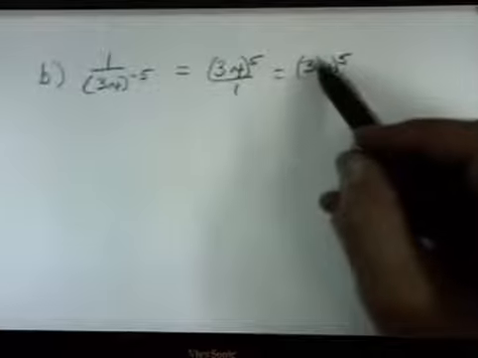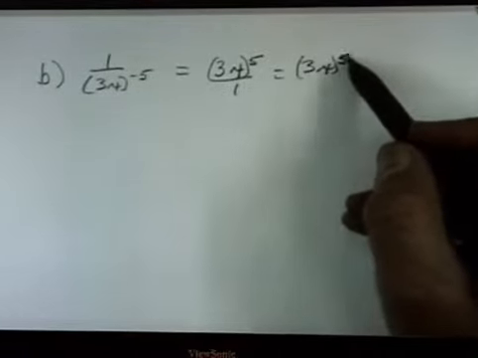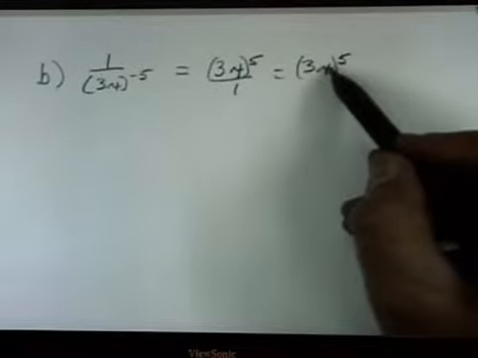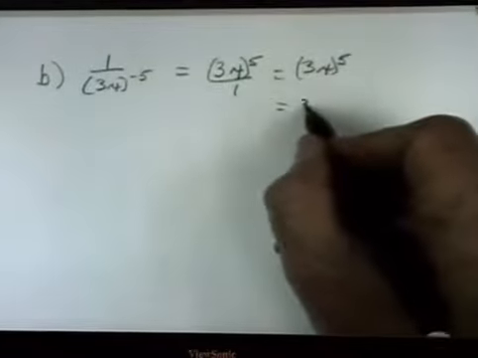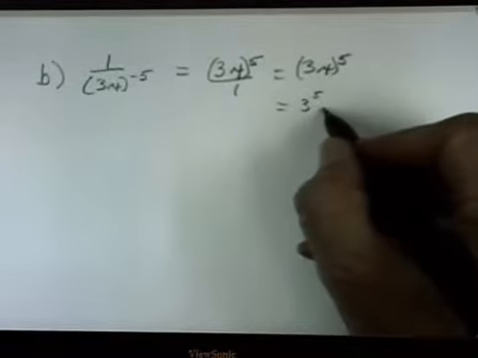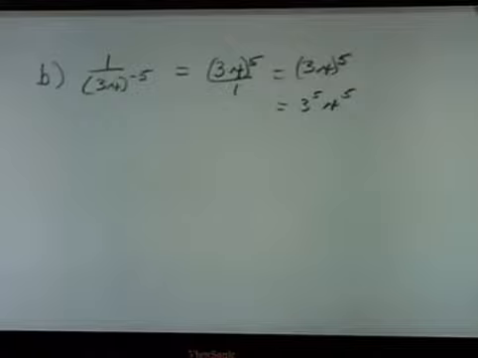Now, we have 3x, and we're raising the whole thing to the 5. That means we're going to raise the 3 to the 5th power and the x to the 5th power. Now, I'm not going to do that in my head. I'm going to do this on my calculator.